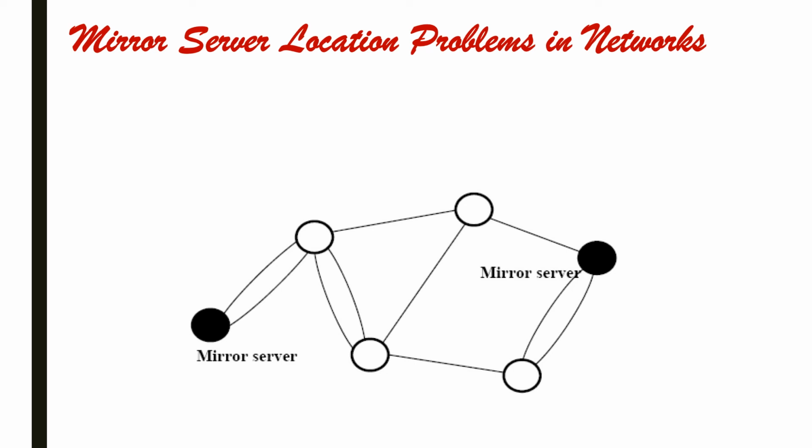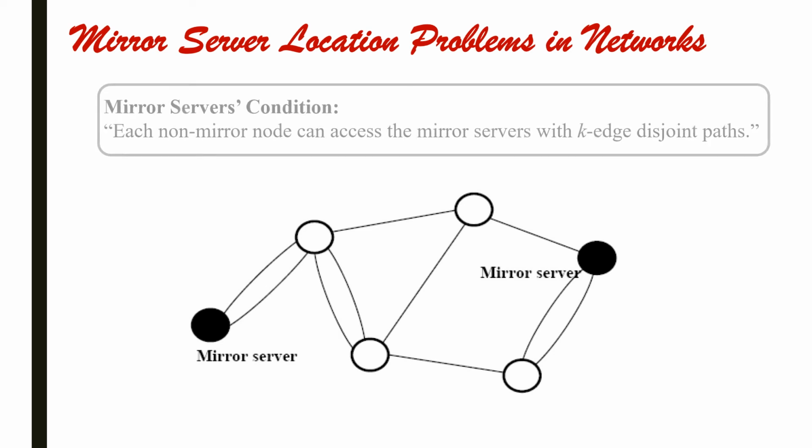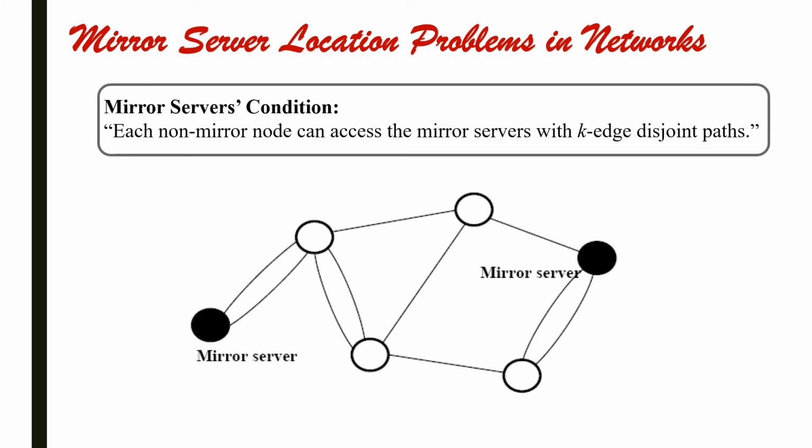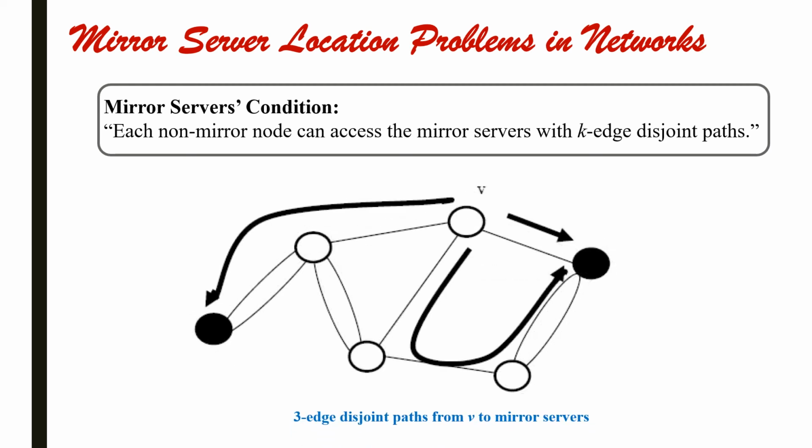What we do is to assign mirror servers to nodes in the following condition known as the mirror servers condition. Under this condition, each node secures communication with servers even if some edges break down. The mirror server location problem in networks is the problem of assigning minimum number of servers to nodes. The figure below is a solution to the said location problem for k equals 3. Notice that there are three edge disjoint paths from node V to the mirror servers.